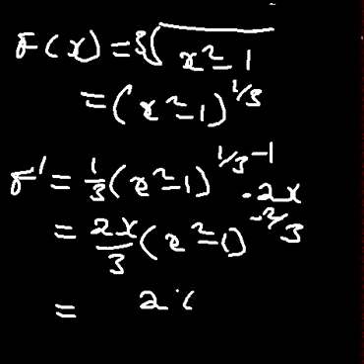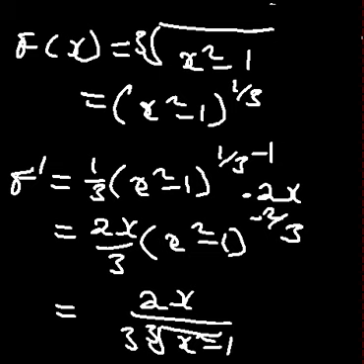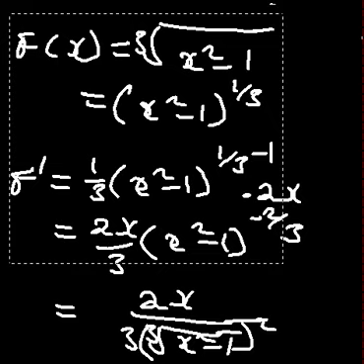You can also have it as 2x divided by 3 times the cube root of x squared minus 1, to the power 2, according to the laws of indices. You can also have that one up to that one as well.